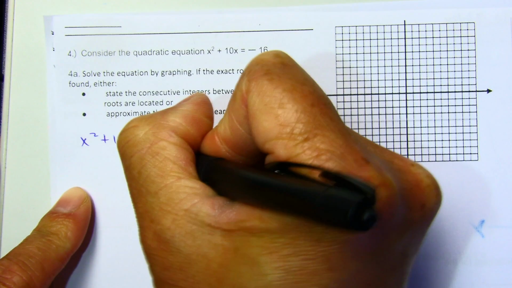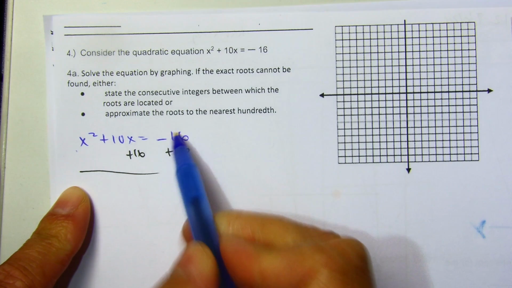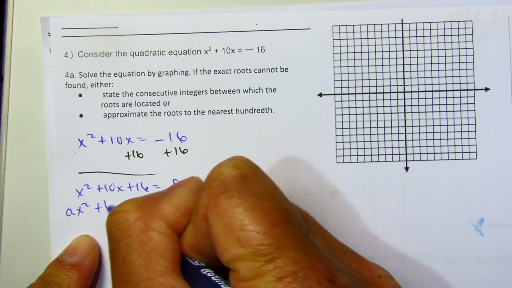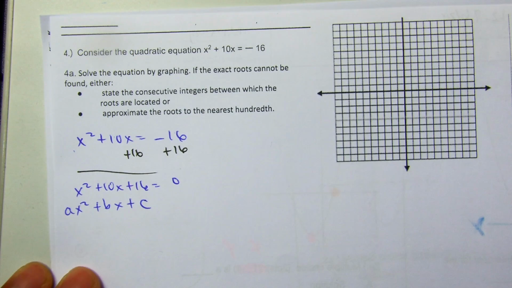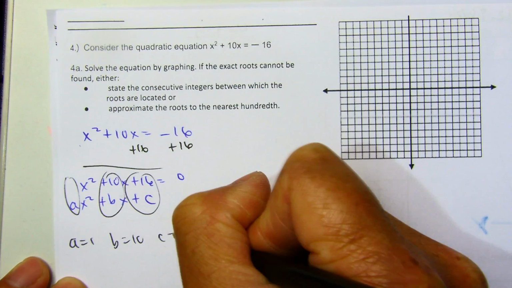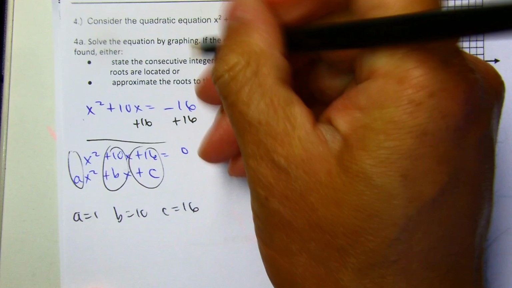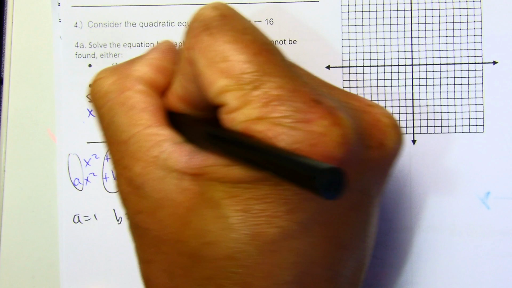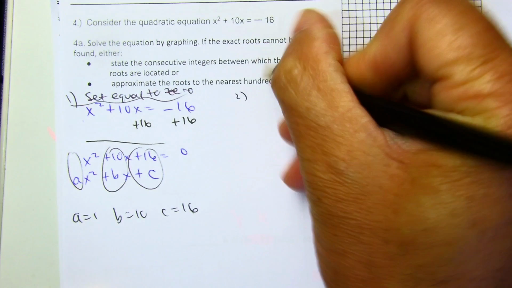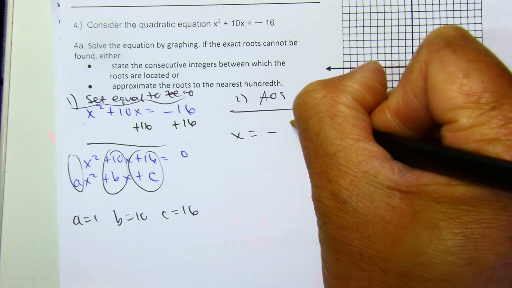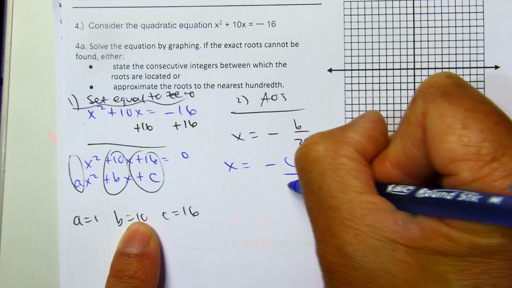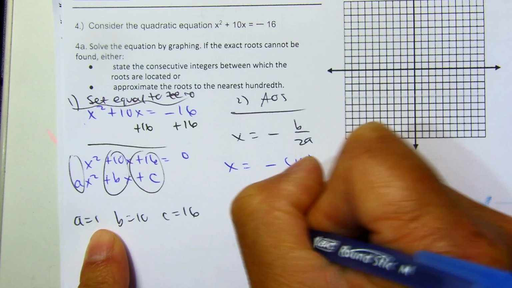A common mistake would probably just be that's A, that's B, that's C. I'm going to write standard form. So we know that A is 1, B is 10, C is 16. So I'm going to set equal to 0. That's what we did first. And then I'm going to get the axis of symmetry. B value is 10. A value is 1, so x equals negative 5.